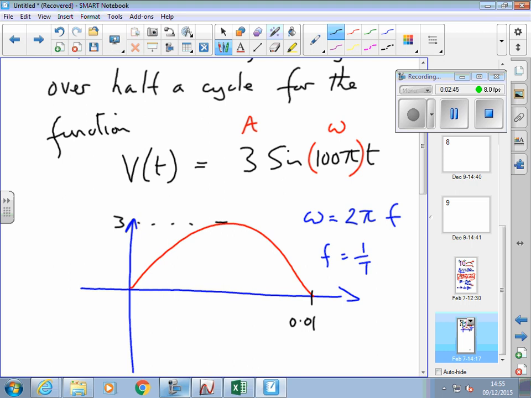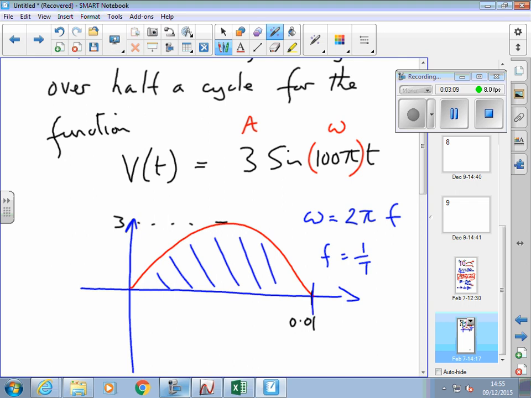What might be interesting to know for somebody working in electronics would be, well, what's the average voltage? If I could replace this by a steady voltage, what would that be? Because that would give me an idea of how much power I'm going to get out. So the average voltage is often a useful thing to find. How do I find the average? I find the area underneath this curve by integrating between 0 and 0.01, and then I divide by that distance, which is 0.01, and that will give me the average. And so that's exactly what I'm going to do.